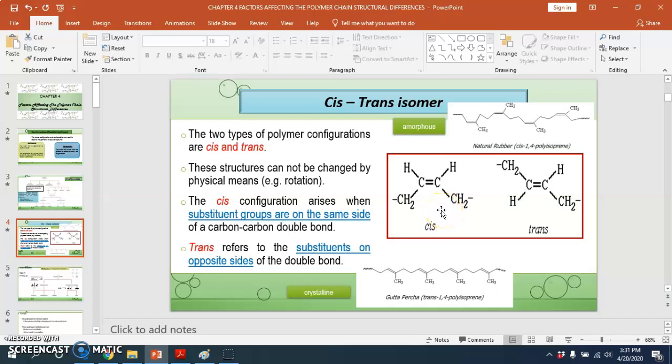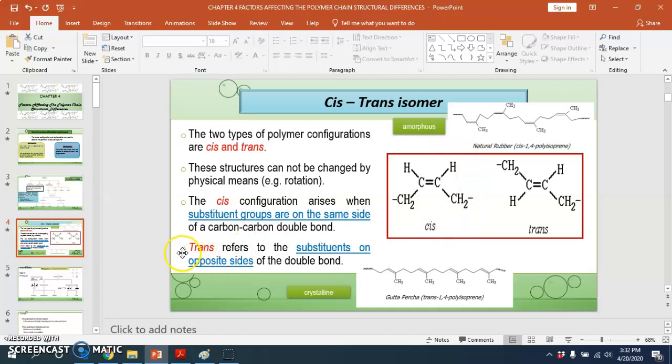We can see the structure. We have the CH2 group and the bulky group here, which are on the same side. So this is the natural rubber cis 1,4 polyisoprene structure. This is the full version of the structure, natural rubber cis 1,4 polyisoprene, which has a less symmetrical structure that does not allow easy crystallization. So when the bulky side groups are on the same side, it will tend to produce an amorphous polymer.